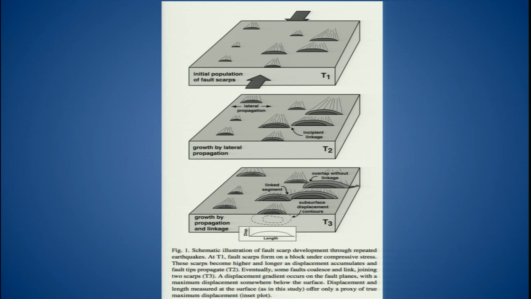This is another example, given by Davis, which also explains the same thing. You will initially start developing the fold, and it will keep growing, and then the time will come when it will interact, and this will form a major fold system which has a linkage segment here.